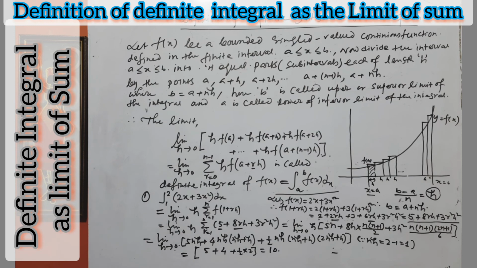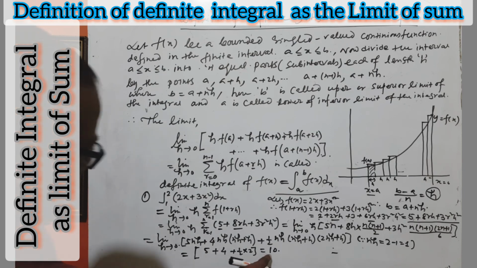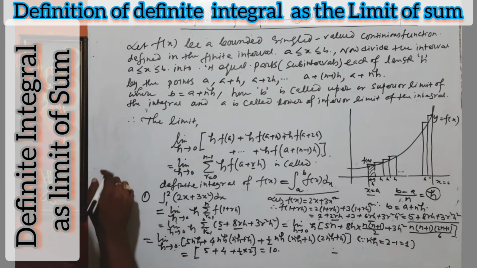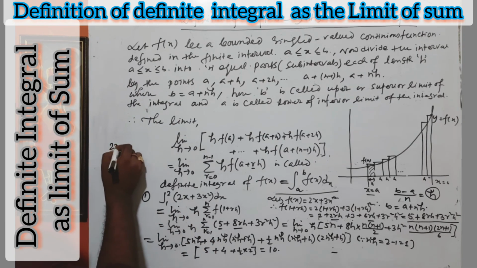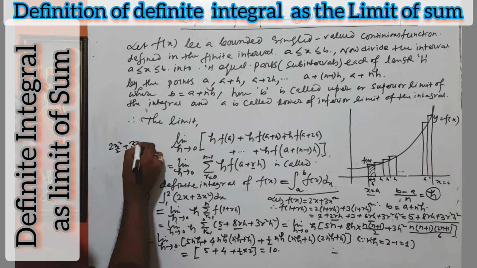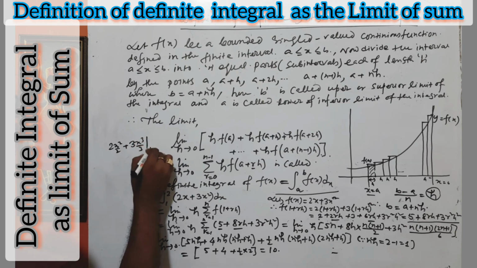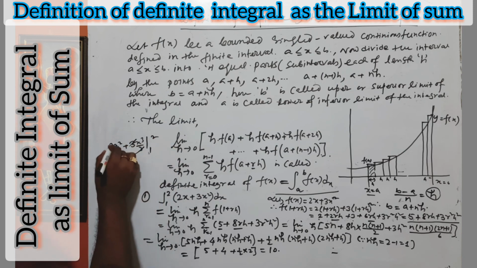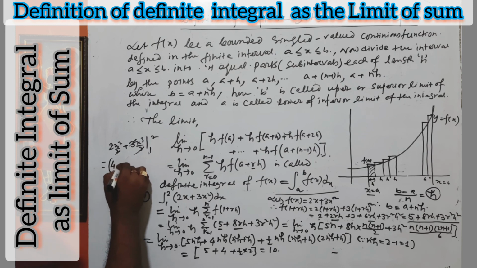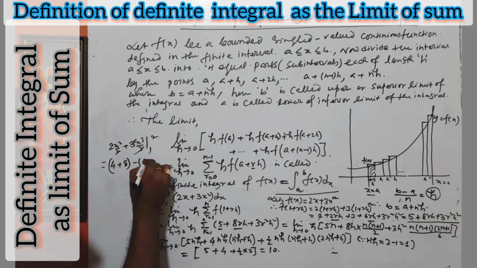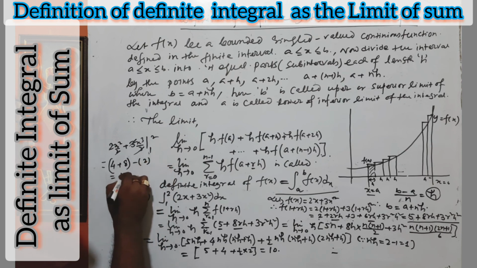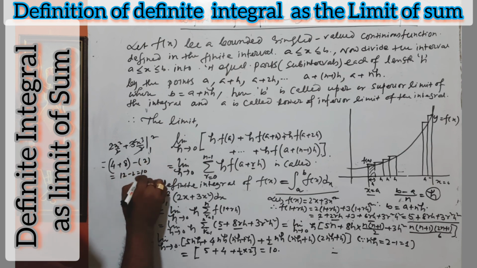Okay, now check the calculation, whether it is wrong or right. For the simple integration, we can write 2x squared by 2, 3x cubed by 3, from 1 to 2. The 3s cancel, the 2s cancel. See, this is 4 and this is 8 minus 1, this is 2 here. 12 minus 2 is equal to 10.